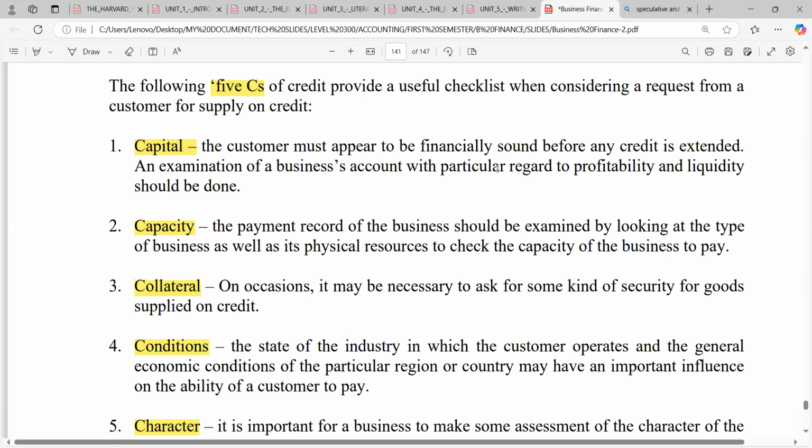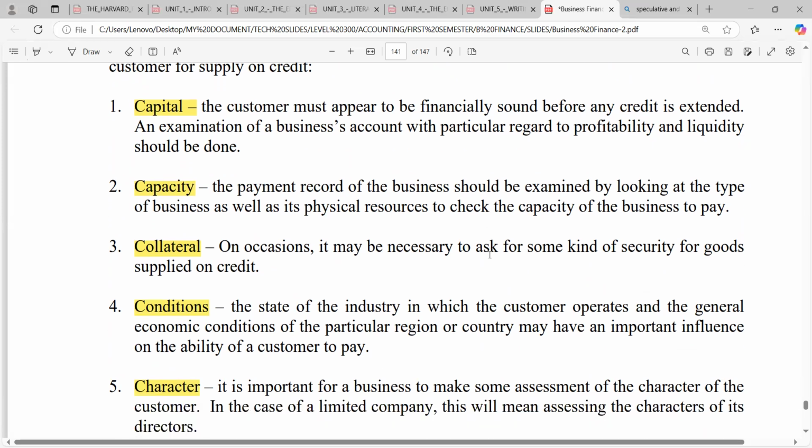So to define who a customer is, someone who is financially sound, or a company that is financially sound. Now, capacity. The payment record of the business should be examined by looking at the type of business as well as its physical resources to check the capacity of the business to pay. So the capacity is looking at whether they can pay for the items you are giving them. You don't give me a grader thinking that I can pay because I am financially sound. I can't pay for the grader for now because I would not have the capacity to pay.